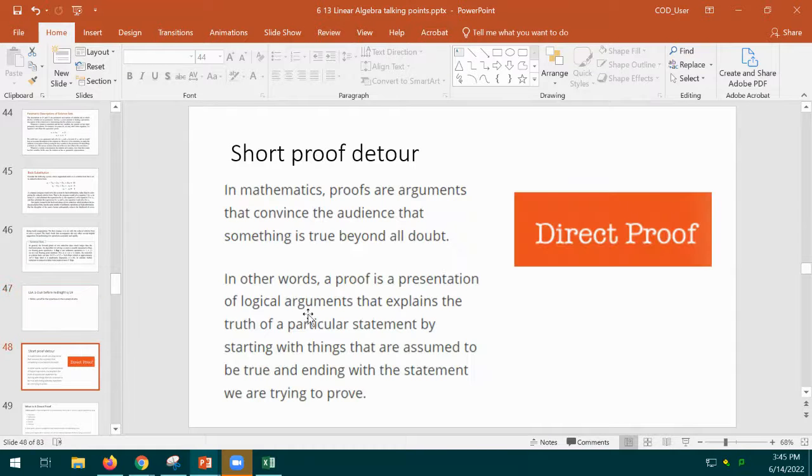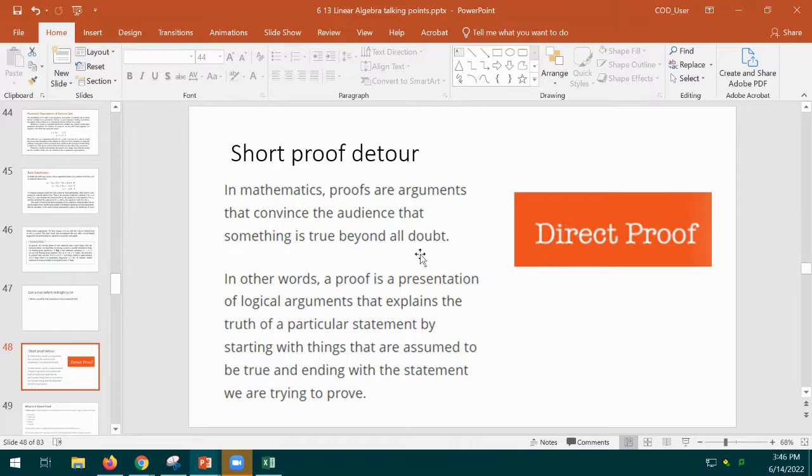It's 3:45. We have 10 more minutes. So I'm going to start talking a little bit about proofs. Now, maybe some of you really are excellent at proofs, but others aren't. So I'm going to talk a little bit about types of proofs, and we're going to encounter a bunch of proofs in this class, really proving things. And in fact, LSA1 is a proof. Anyway, in mathematics, proofs are arguments that convince the audience that something is true beyond all doubt.